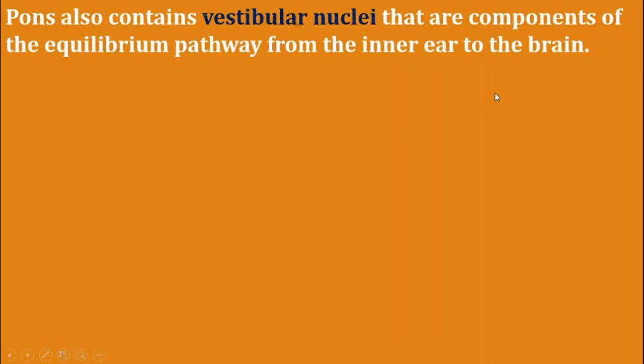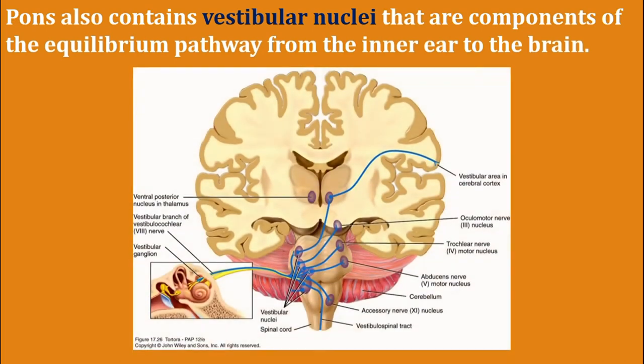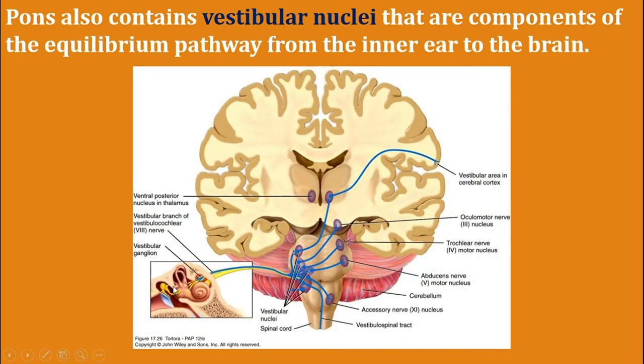Pons also contains vestibular nuclei, that are components of the equilibrium pathway, from the inner ear to the brain. Here, in the image, you can see sensory neurons coming from inner ear reaching the pons.